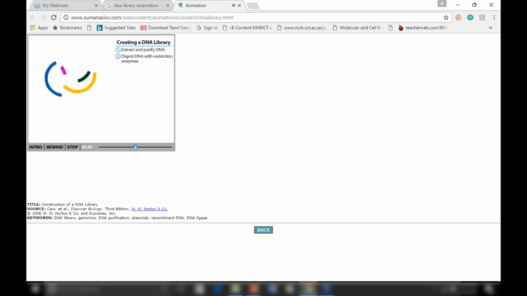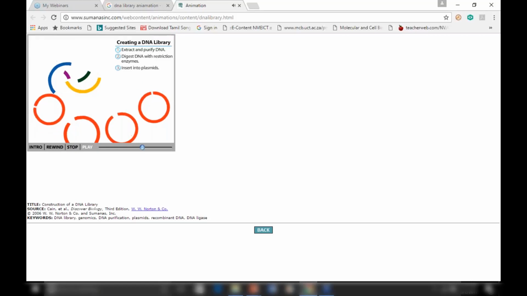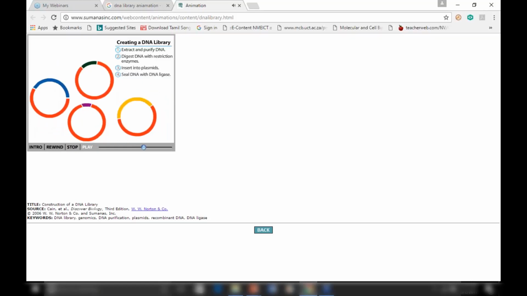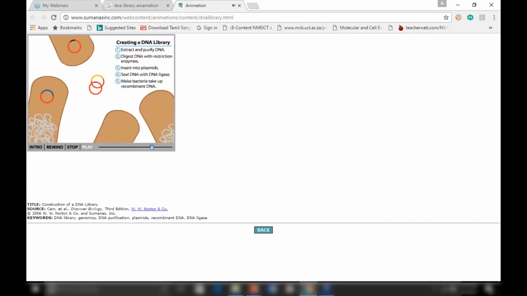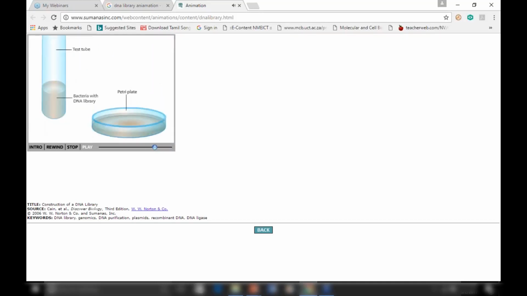To create the library, each fragment must be inserted into loops of DNA called plasmids. A plasmid is a type of vector that allows the DNA to be shuttled into bacteria. The plasmids are digested with the restriction enzymes and then sealed to the human DNA using the DNA ligase enzyme. The resulting molecules are recombinant. The recombinant DNA molecules are added to bacteria, and the bacteria are made to take up the DNA. When the bacteria have taken up the DNA, the entire collection of cells and DNA represents a human DNA library.